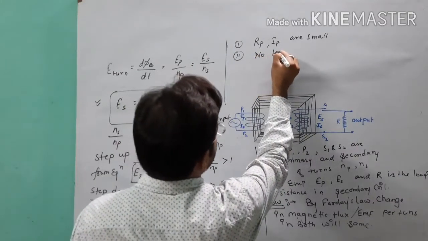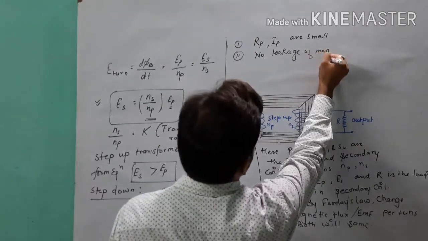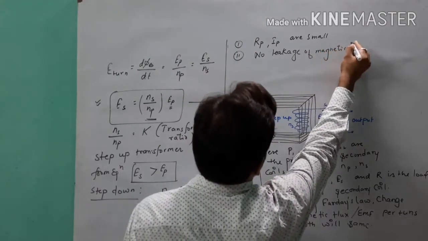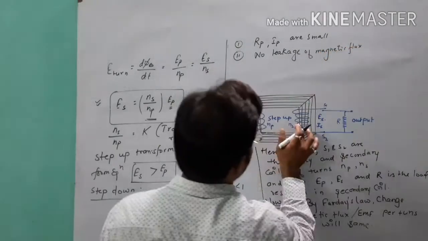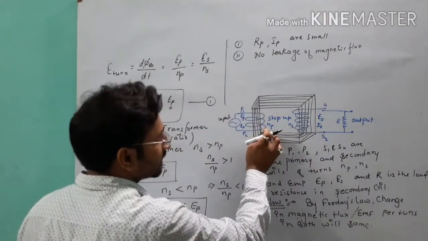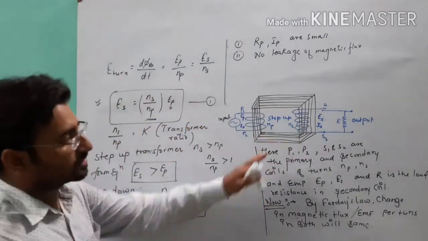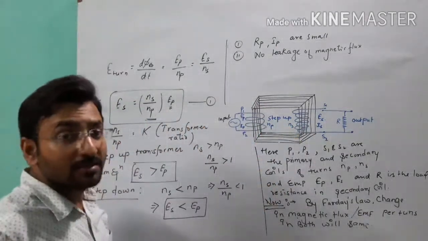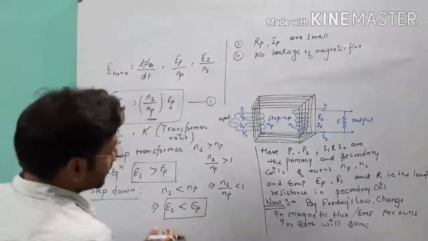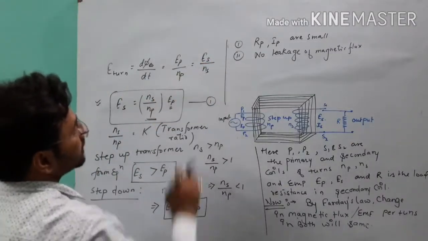No leakage of magnetic flux linked with both of the coils, means the change in magnetic flux in the primary coil will be equal to the change in magnetic flux in the secondary coil. That's why we can say that this relation holds: EP over NP equals ES over NS.